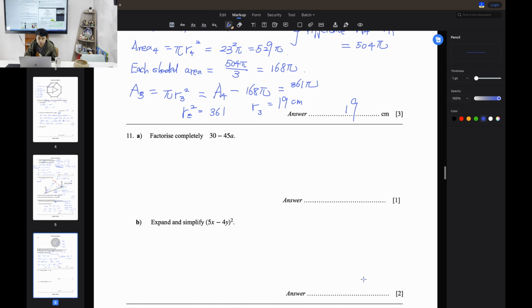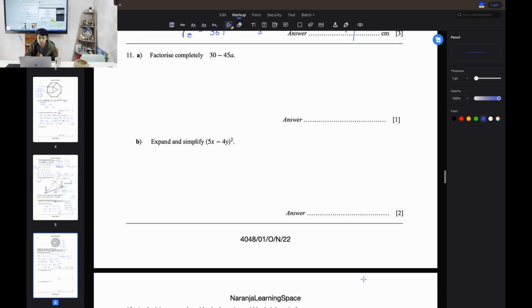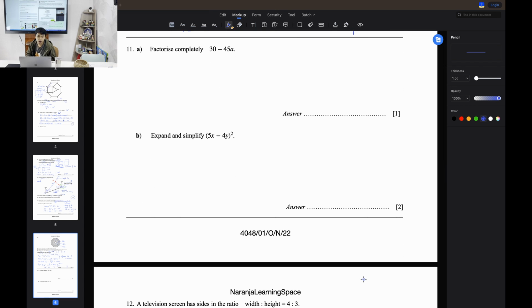Okay, let's continue with 11. Question 11. Okay, it's simple, right? Factorize and expand and simplify. Part A, factorize completely. 30 minus 45a.